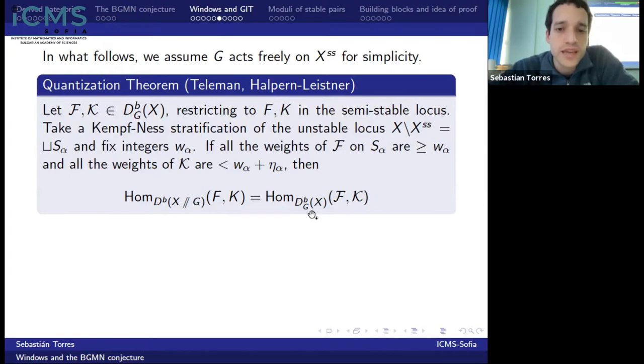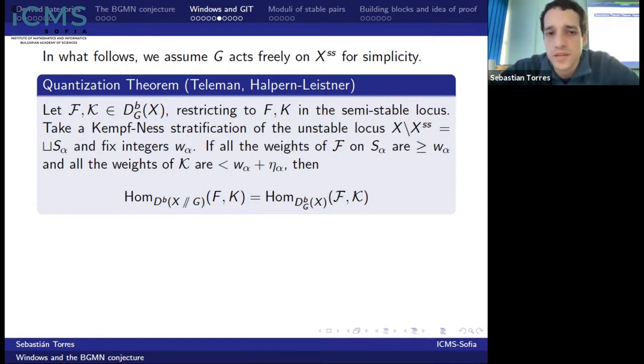And what prevents you from saying that these two things are equal is the fact that X with the action of G and the GIT quotient itself differ by the unstable locus. So if you throw away the unstable locus, then you will get basically the GIT quotient, which is just the semi-stable locus with the action of G. I'm assuming that G acts freely here. So the theorem says the following. If you have some control of what happens on the unstable locus, then you will be able to say that these two things are equal, and you will be able to compute these morphisms on the whole stack, on the entire X, including the unstable locus.